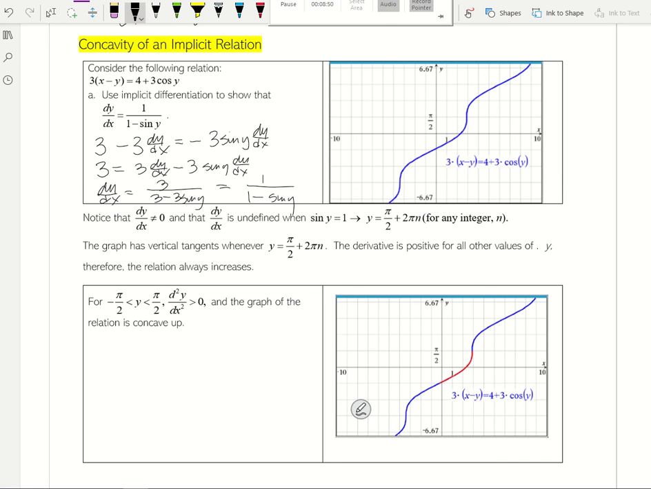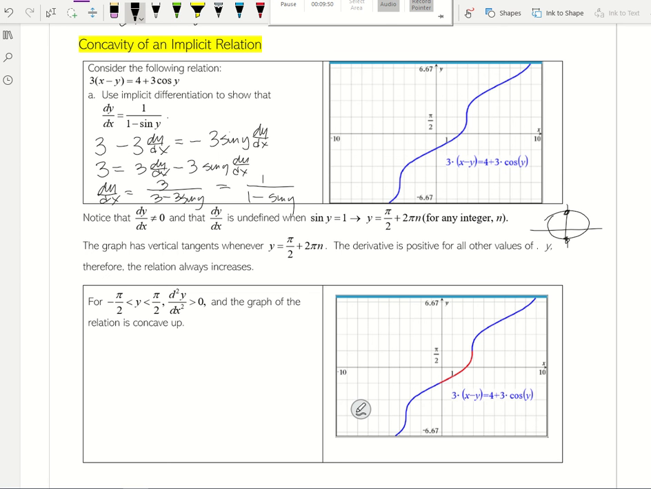Note that dy/dx doesn't equal 0. Does everybody understand? Because there's no variable on top, there's no place where you would get a horizontal tangent. Now, dy/dx is undefined when 1 minus sine y equals 0. Using the unit circle, sine y equals 1 at pi over 2 and 3 pi over 2. Sorry, I said sine y equals 0, but it's sine y equals 1 at pi over 2 in every rotation. So that means there are vertical tangents at every pi over 2 plus 2k pi.